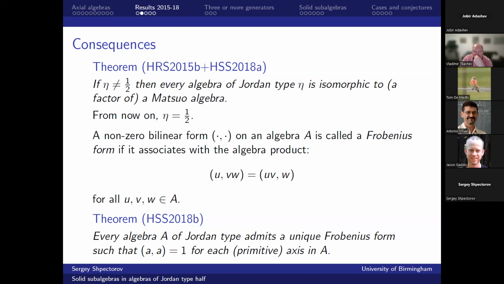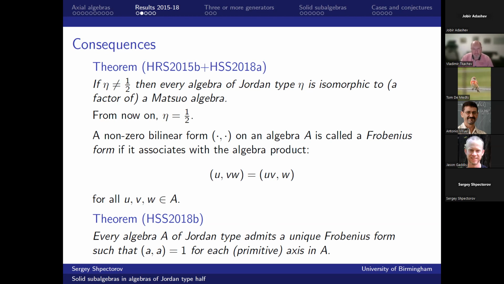So with all these values of eta out of the way, let's now assume that we focus on eta equal to exactly 1/2. We will mention that in another paper, it was shown that every algebra of Jordan type admits a unique bilinear form. We call it a Frobenius form, such that it associates with the algebra product. This is expressed by this equality. And it is sort of normalized so that every axis has length 1 with respect to this form.